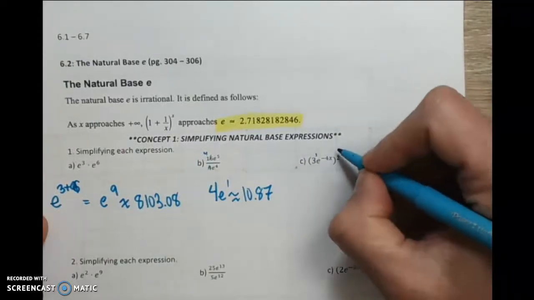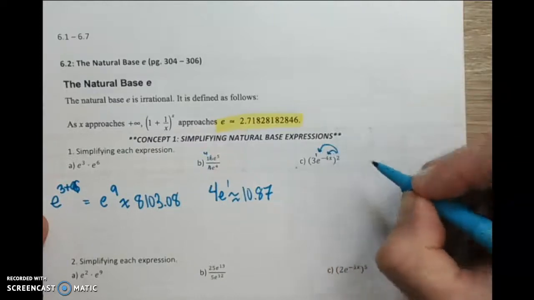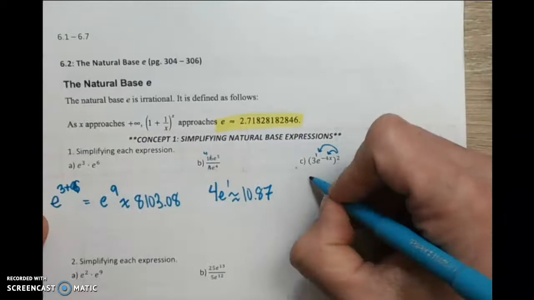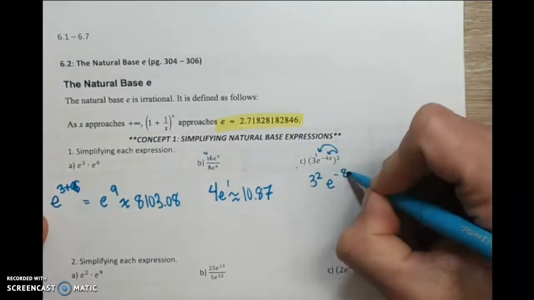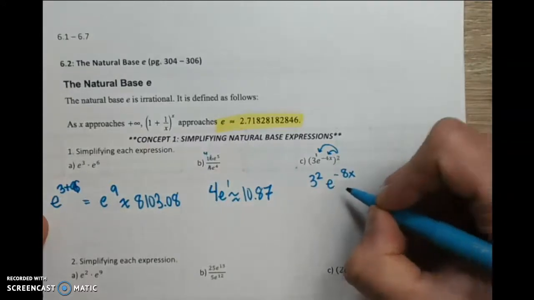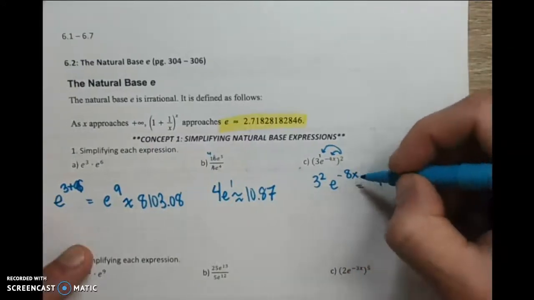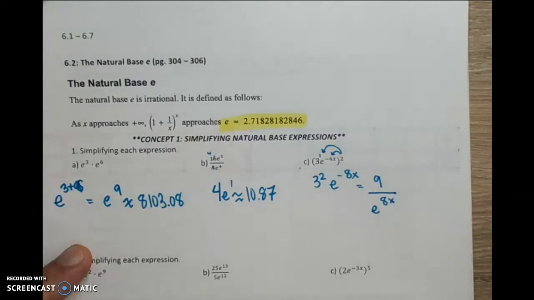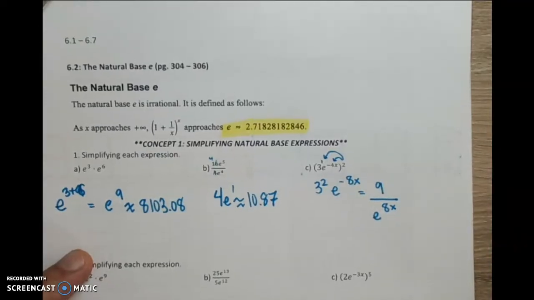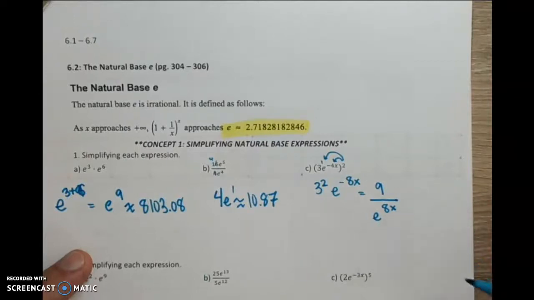And here I have basically a power of a power. So I got a 3 to the power of 1. I'm going to go ahead and distribute that 2 to that, and then that 2 to that negative 4x. So I get 3 squared times natural base e to the negative 8x. All right, 3 squared is 9. And then that natural base, since it has a negative exponent, it's actually going to go in the bottom of my fraction. Take out that negative sign, and voila, I got 9 over natural base e to the 8x power.